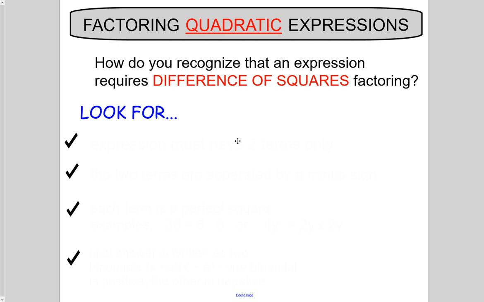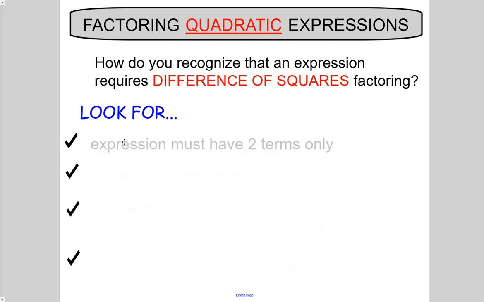Hi everybody, we're going to look at a specific special case for factoring. Now we're looking at a quick one. Many students find this to be the easiest of the factoring types. This is called difference of squares factoring. So here we go. Let's start off as we always do with a couple of things to look for.